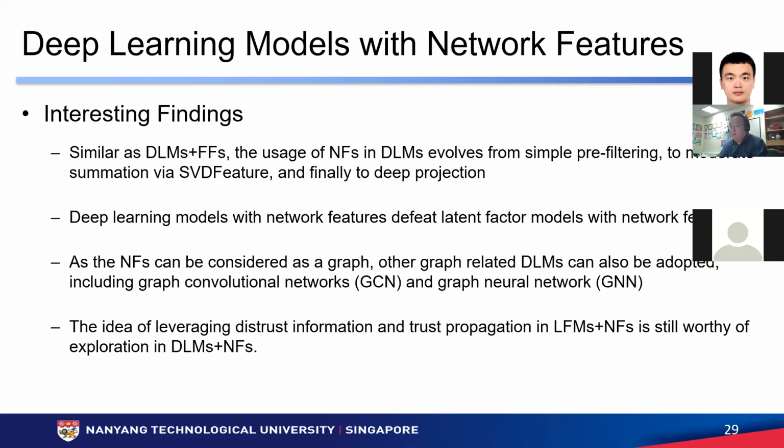Recently, I was a senior PC for the IJCAI conference. I saw several papers about that, but it's still in the early stage compared to the long history of latent factor models that leverage network features. So there are many interesting ideas already utilized in the latent factor models with network features that haven't been utilized in the deep learning models. I feel there's a lot of room for us to propose new deep learning-based models to better leverage network features. For example, we can make use of the distrust information. We can also consider the trust propagation, and all these haven't been proposed yet.